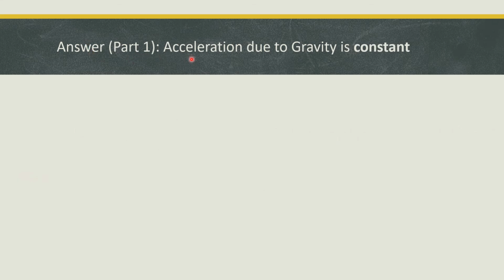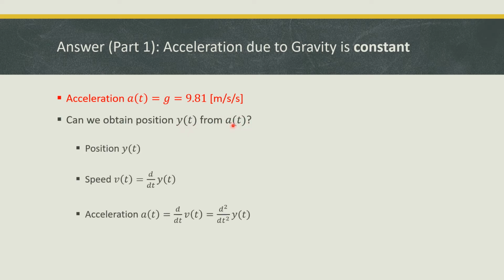The answer relies on a scientific fact that has been verified countless times: the acceleration due to gravity is constant regardless of whether we have a heavy object or a light object, stones or paper. In fact, we can write the acceleration due to gravity as a constant g, which has been measured to be around 9.81 meters per second squared. The next question is, how do we find the position y of t from a of t?